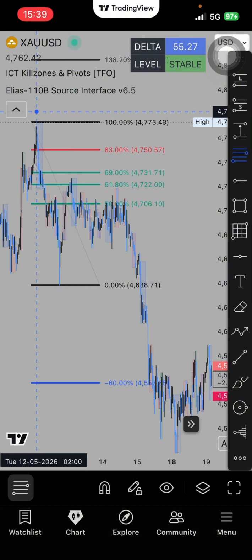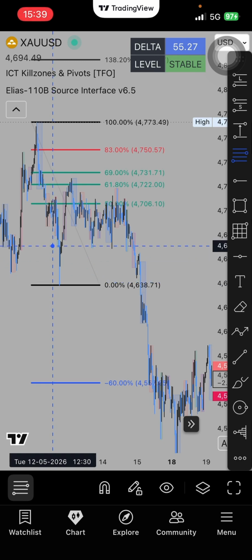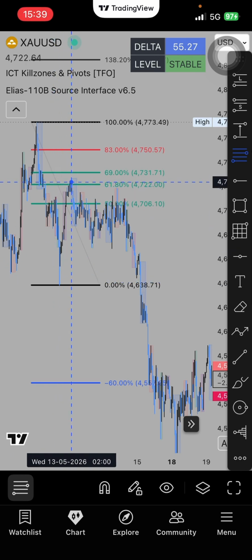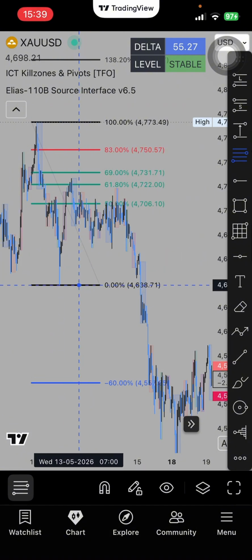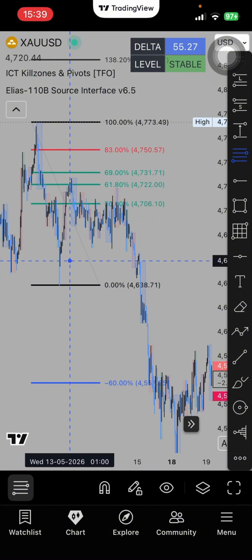Now, the 61.8 is 2.6. That means if you take your 2.6 range, you range from here, you divide it by 2.6, it will tell you to sell here. So the indicator you are using is doing the calculation for you. That's what I'm trying to say to you.